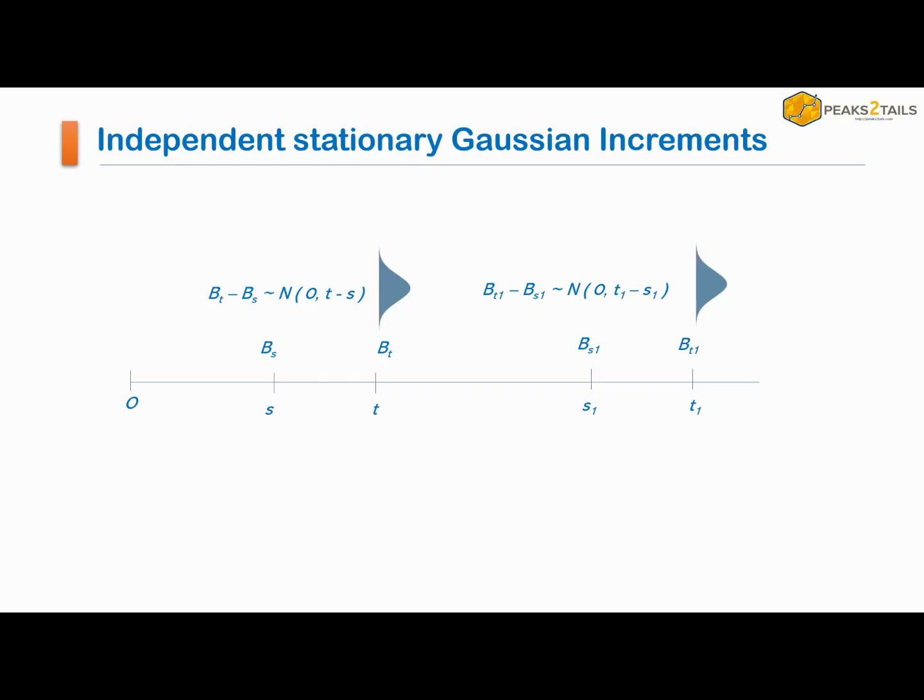Next property is that the increments are Gaussian. So if you look at the expression, the increments are normally distributed, hence they are Gaussian. Third point is increments are stationary. Stationary in the sense that the distribution has a 0 mean, which is same everywhere, and the variance does not have explicit time dependence. It only depends on the time difference between the reference points. Hence it is stationary.